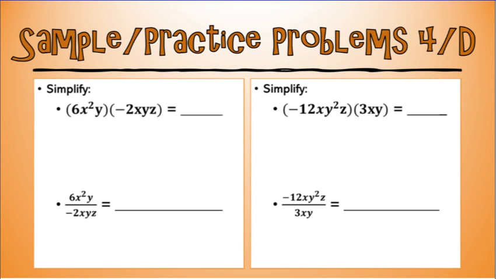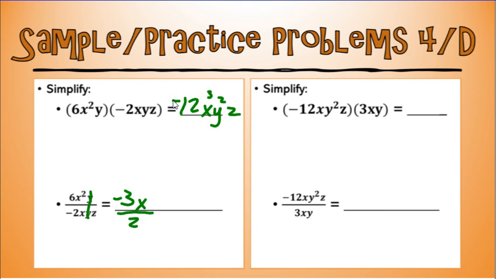We have 6 times a negative 2, which is negative 12. And then we have x squared times x is x cubed, because 2 plus 1 is 3. Y times y is y squared. And then I have a z. Next one on the bottom, 6 divided by negative 2 is a negative 3. X squared divided by x, 2 minus 1 is 1, so just x. Y divided by y, they cancel each other out. And then I have a z in the denominator. I would have an answer of negative 3x divided by z.